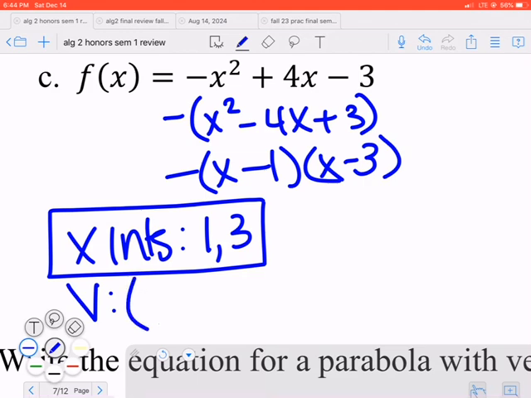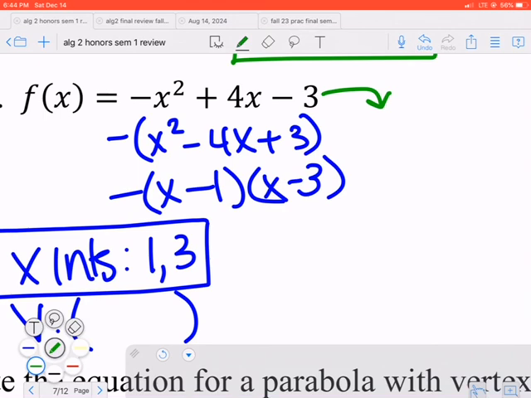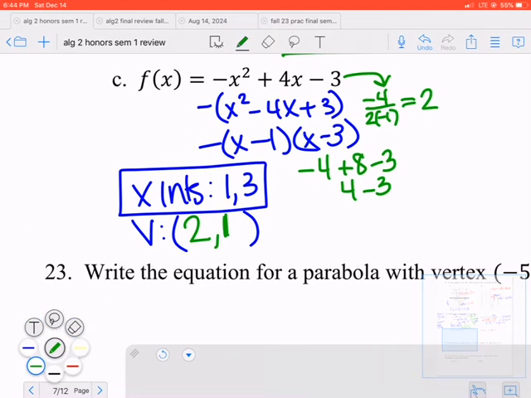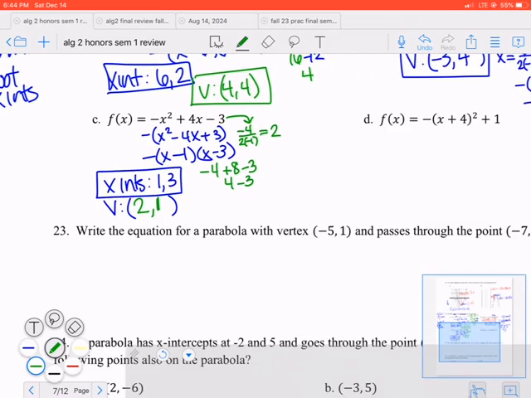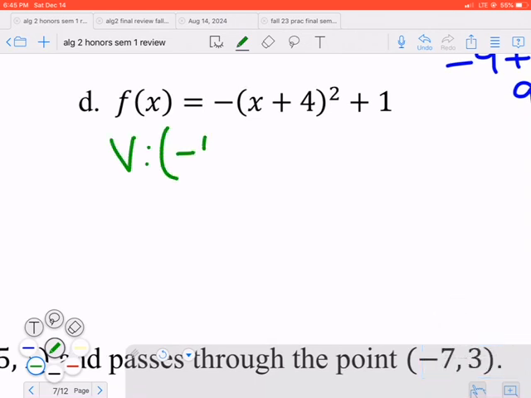And the vertex, using standard form, I'm going to use negative b over 2a. 2 times negative 1. Negative 4 over negative 2 is 2. And the x value is 2. Now plug it in. Negative 2 squared is 4. Plus 4 times 2 is 8. 4 minus 3 is 1. So 2 comma 1 for the vertex. And we're in vertex form, so the vertex is -4, 1.